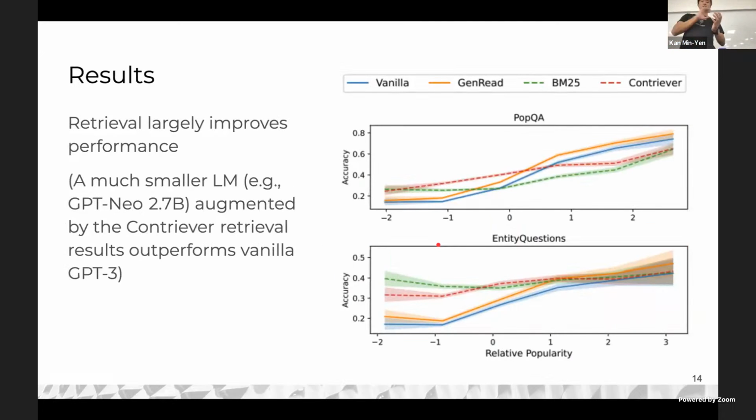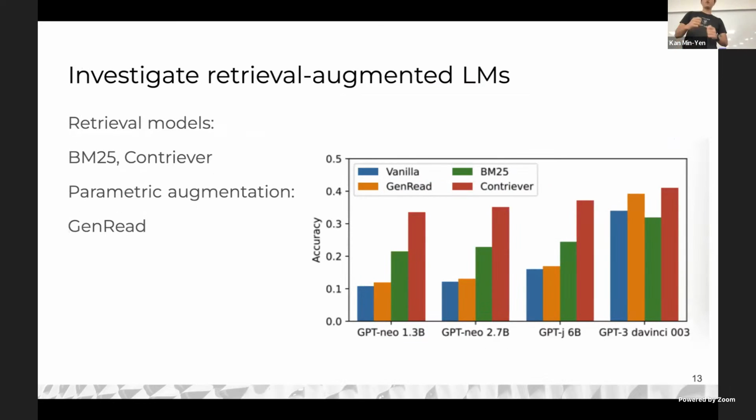Okay. So this is where we bring in retrieval-augmented LMs. They used BM25 and Contriever. And you can see that for the four models, these are quite small models, the accuracy actually improved drastically.